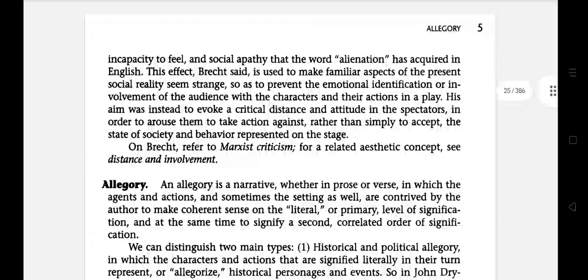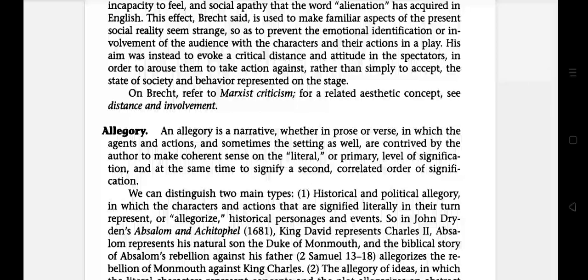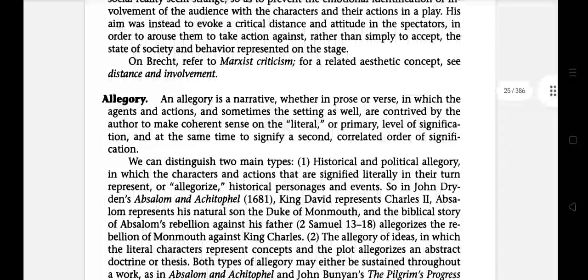Next literary term is allegory. Allegory is a narrative, whether in prose or verse, in which the agents and action, and sometimes the setting as well, are contrived by the author to make coherent sense on the literal or primary level of signification, and at the same time to signify a second correlated order of signification. It has two main types, historical and political allegory.